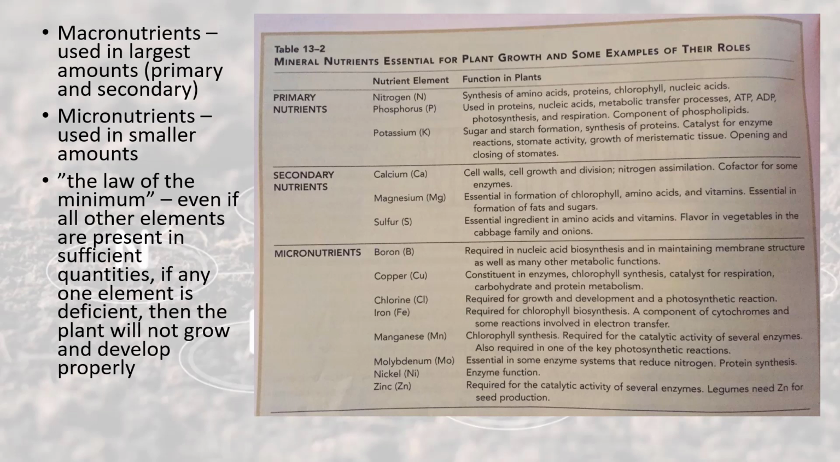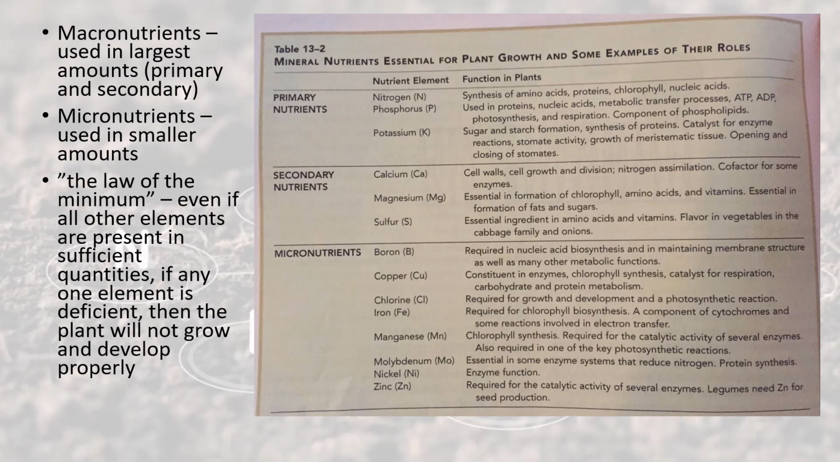Right, our macronutrients are needed in greater quantities than micronutrients. Now, just because a lesser quantity of micronutrients is needed by your plants doesn't mean that they're not important. And in fact, there's a law of the minimum which states that even if all other elements are present in sufficient quantities, if any one element is deficient, then the plant will not grow and develop properly. Right? So they are all important for plant growth and development, but your macronutrients are needed in greater quantities than your micronutrients.